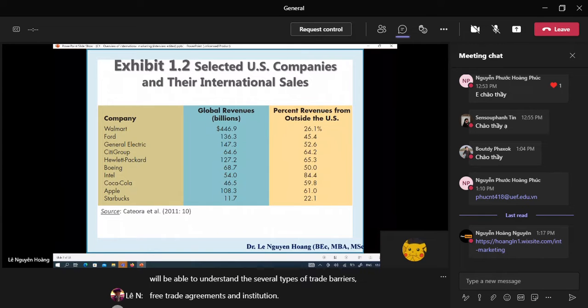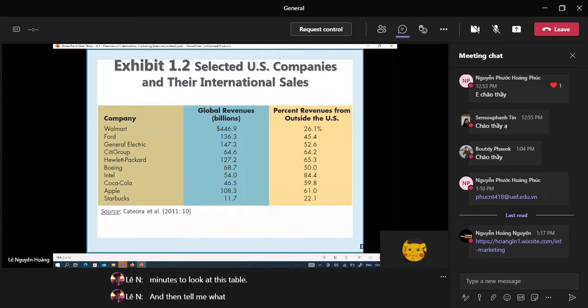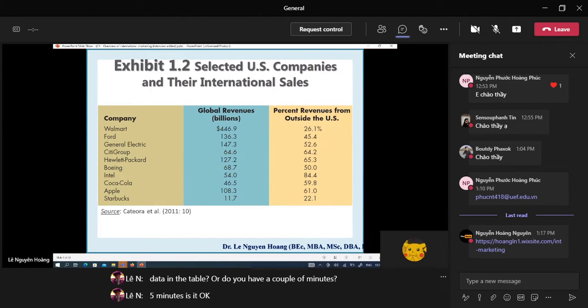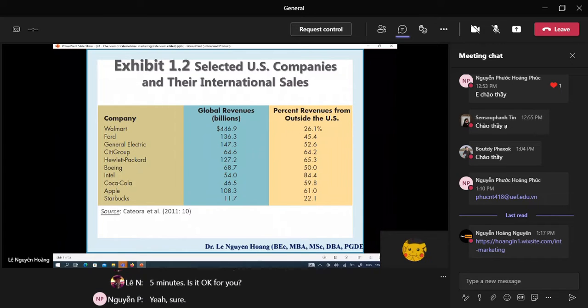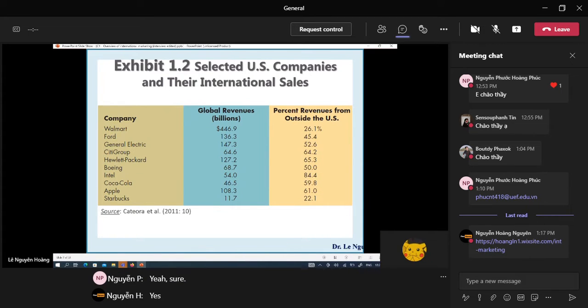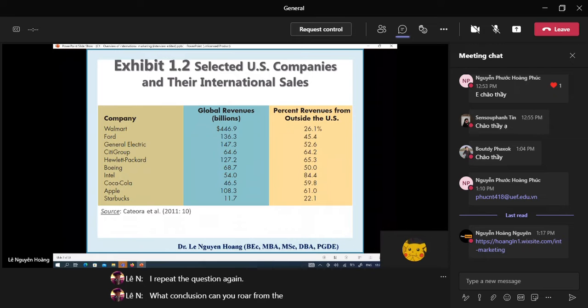To kick off, I would like you to spend a couple of minutes to look at this table and then tell me what conclusion you can draw from the data in the table. You have 5 minutes. Is it okay for you? Okay, 5 minutes. It starts now. I repeat the question again. What conclusion can you draw from the data in the table?